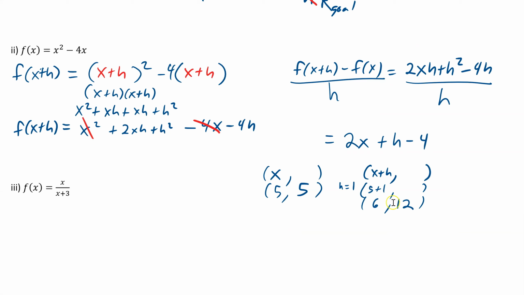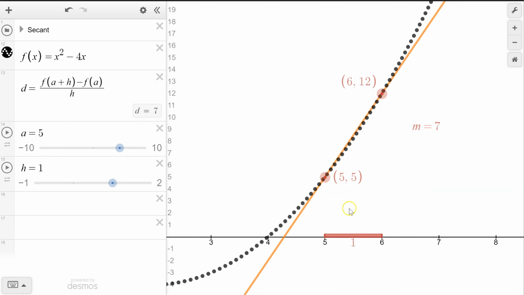That's our points. So that x plus h means we're starting at 5. That's our x value. And we're adding a unit 1, an h, which would now give us 6. And so if I plug 5 into the function, I get 5. And if I plug 6 into the function, I get 12. So that's all our formula represents. And it's our slope formula.